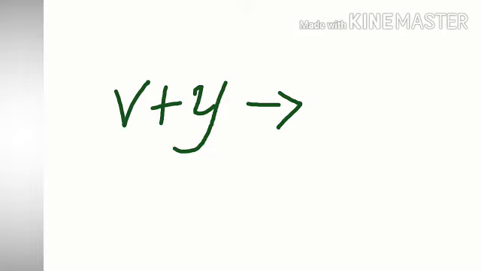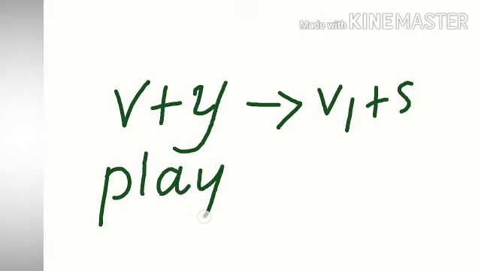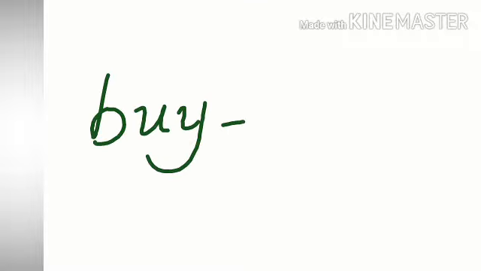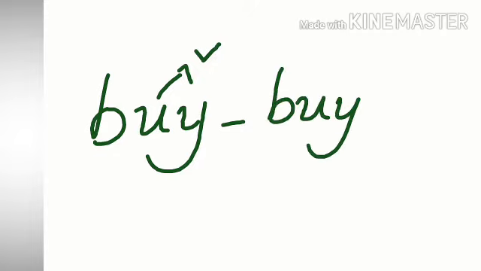For example, we add V1 plus S. Take play. Here a vowel is there. No need to add ies here. Simply add s, plays. That's it. Next, buy. Here we have a vowel. Buys. Simply add s. This is the change that we find here.